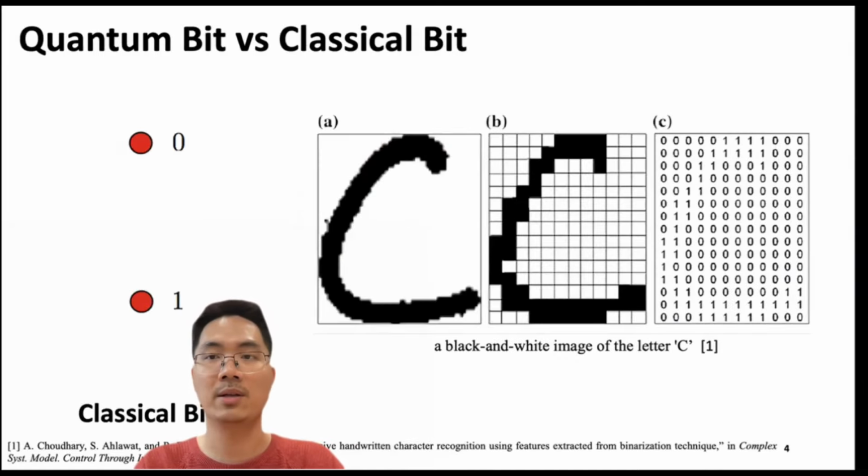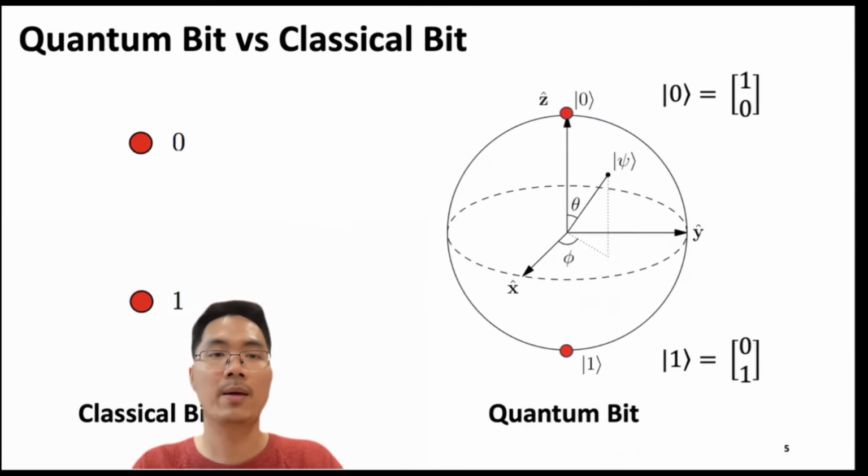A classical bit is a unit in digital information, and it could be either 0 or 1. For example, in this picture, you can see that we have a black and white image of letter C, and level 1 is for black color and level 0 is for white color.